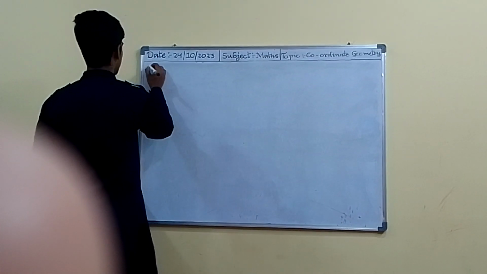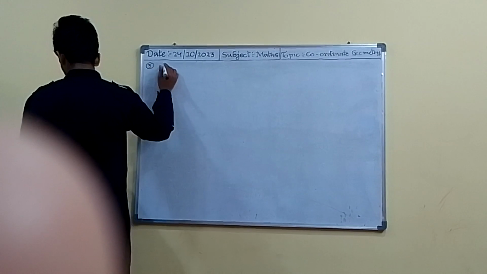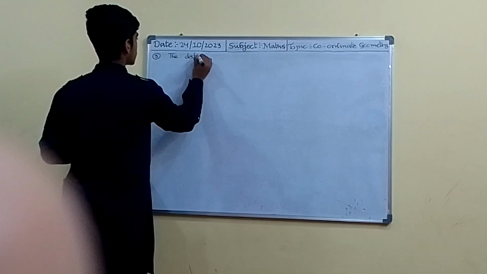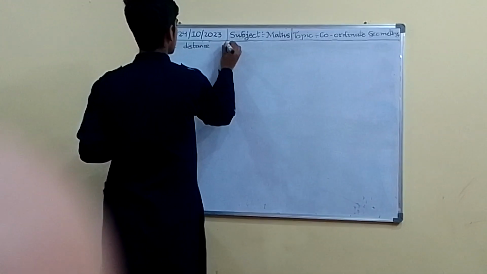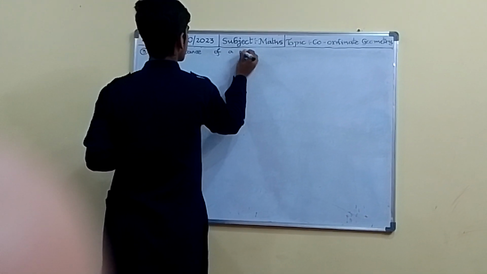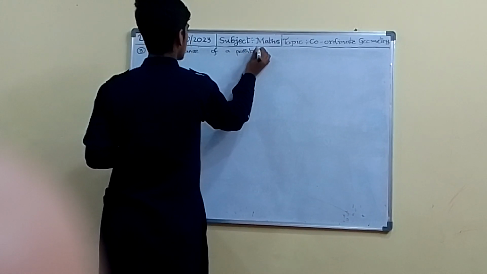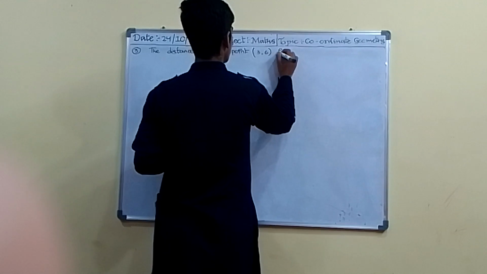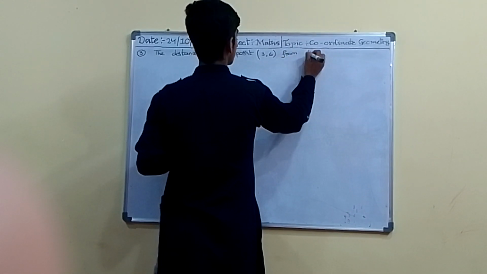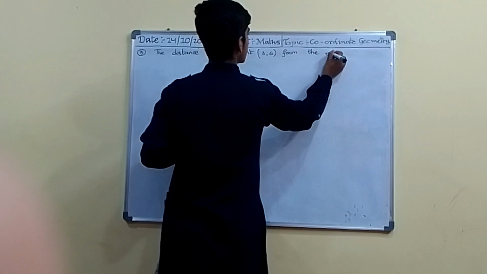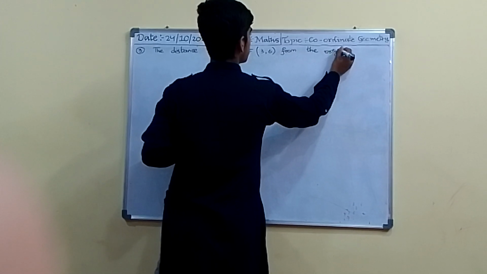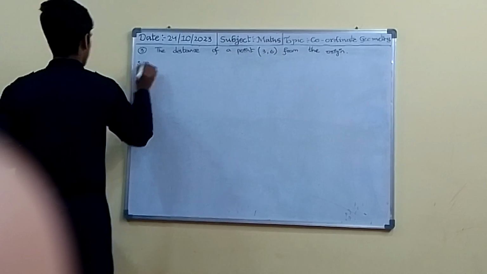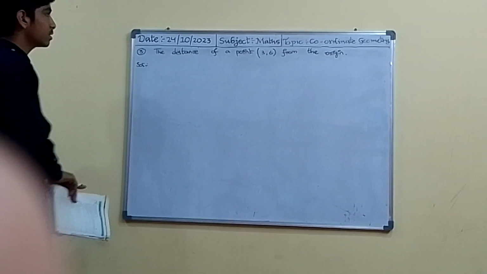The question is clear. The third question is, the distance of a point 3, 6 from the origin. This is the third formula. By using the third formula, we can solve this question and get the correct answer. What is the third formula? Distance of a point from the origin.